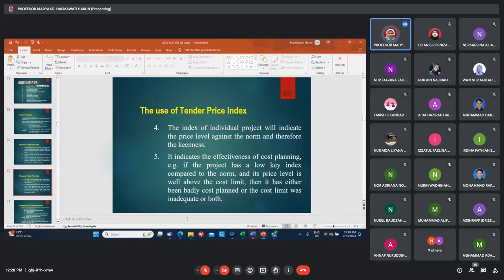So in running a pasar malam, we have competitive prices selling tepung pelita. In any project, if we want to know whether it is competitive or not, one tender compared with another tender, the tenders are very close to one another. It is the same with the tender price index. With the tender price index, the price level is very keen.